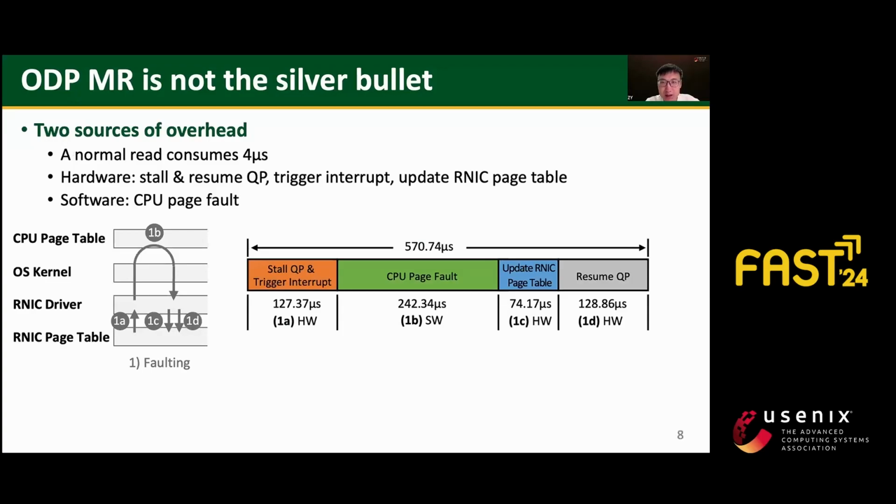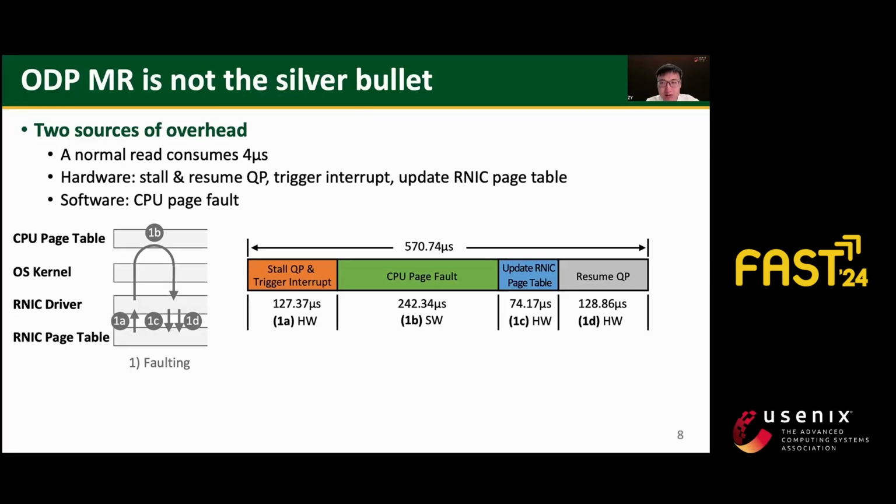We break down the end-to-end access latency. A normal RDMA read consumes only 4 microseconds. Reading an invalid virtual page on an ODP-MR takes about 570 microseconds. We break down the latency into 4 parts.